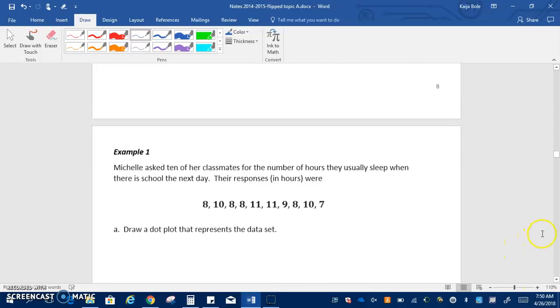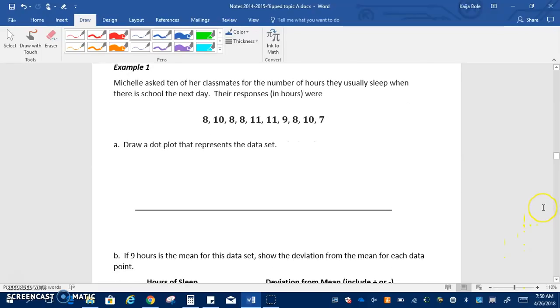Alright, so go ahead and go to the next page, example 1. Michelle asked 10 of her classmates for the number of hours they usually sleep when they're at school the next day. Their responses in hours were this list of numbers. So first we need to draw a dot plot. Again, take a look at your number set. My lowest is 7 and my highest is only 11. So I can count by ones.